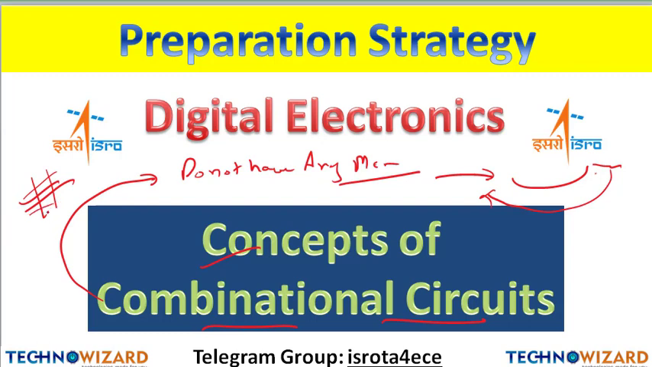Now we will study the different types of combinational circuits like half adder, full adder, half subtractor, full subtractor, encoder, decoder, mux, demux, etc.